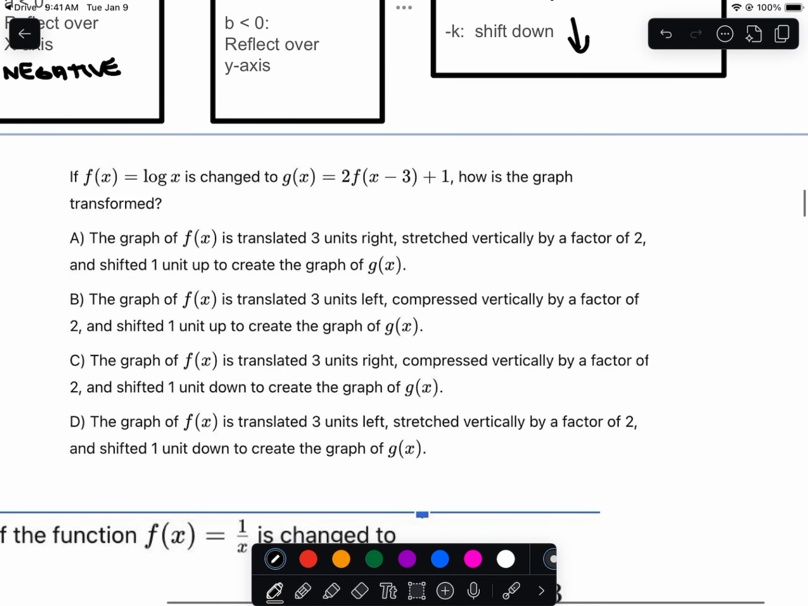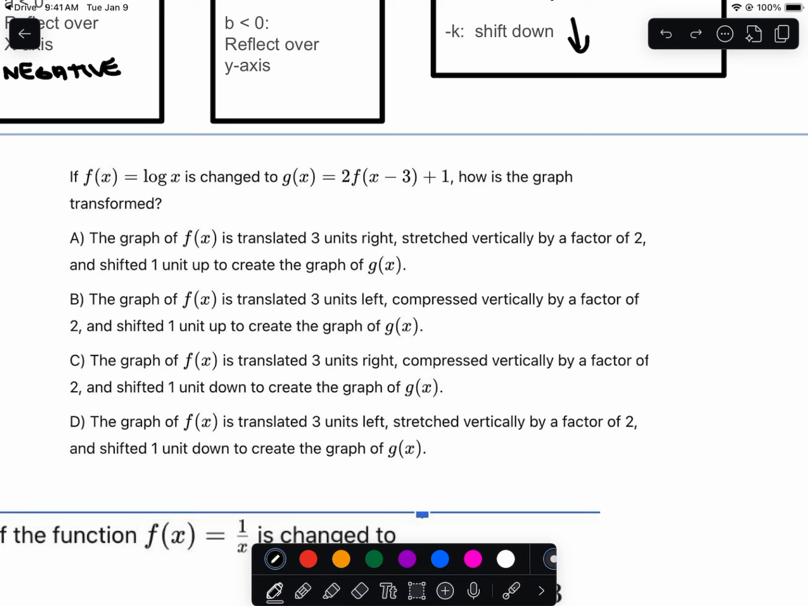So let's just look at a few questions. You can use Desmos for all of these. I do want to help you get a little bit faster and more efficient. So let's just see this. If f of x equals log of x is changed to g of x equals 2 f of x minus 3 plus 1, how is the graph transformed?